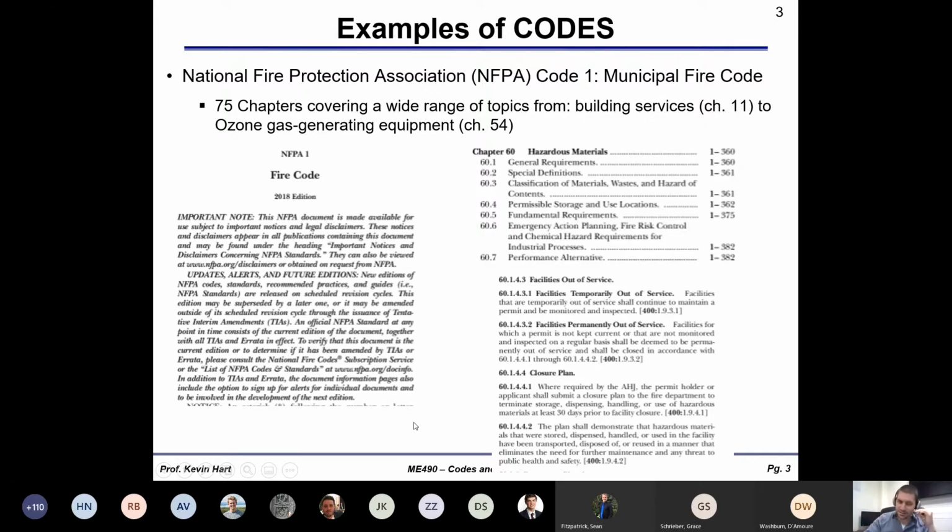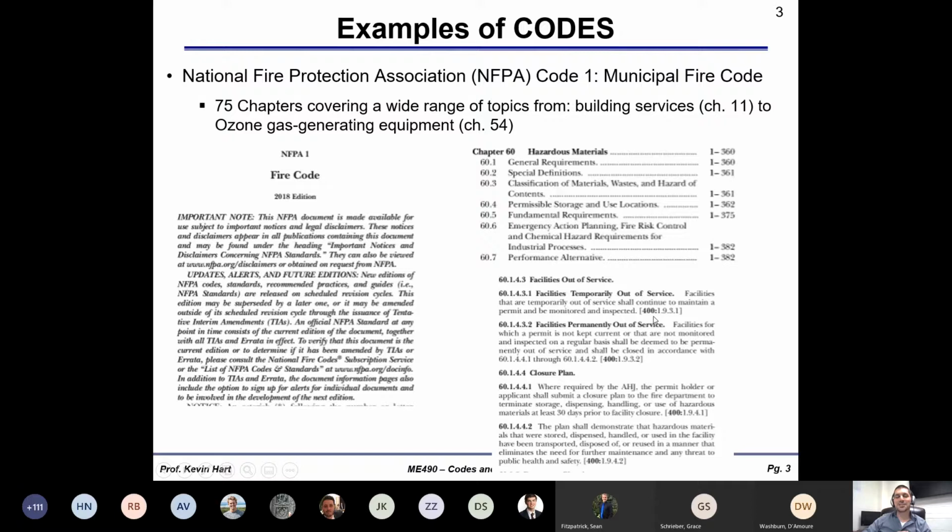And this code here is actually 75 chapters long, which to me is just absolute insanity. And so you can go to the table of contents and look at, all right, chapter 60 is the chapter that's devoted entirely to codes for handling hazardous materials inside of my building. Okay, and so let's say we zoom in a little bit more and look at section 60.1.4.3. All right, sure. If your facility happens to temporarily be out of service, you have to continue to maintain a permit and be monitored and inspected.